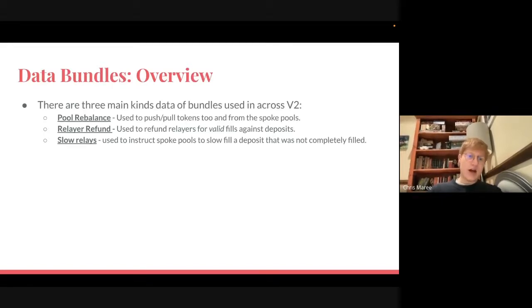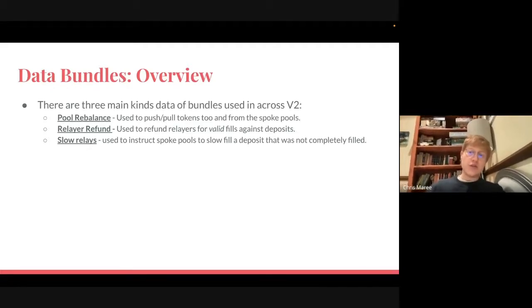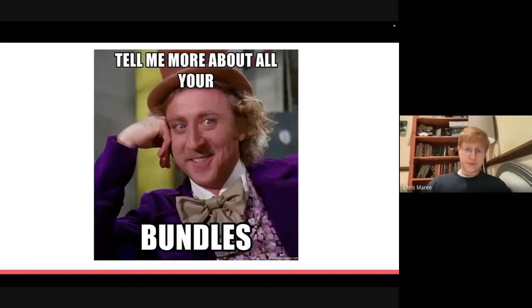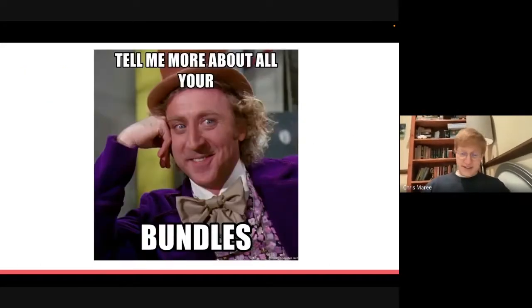And then the third kind is a slow relay. Slow relays instruct the spoke pools to fill a deposit that was not completely filled by a relayer, which would be the case if we've run out of funds or the system is at super high load or whatever the case may be. Relayers go offline. Okay, bundles.